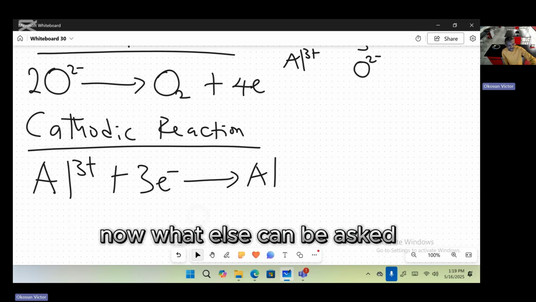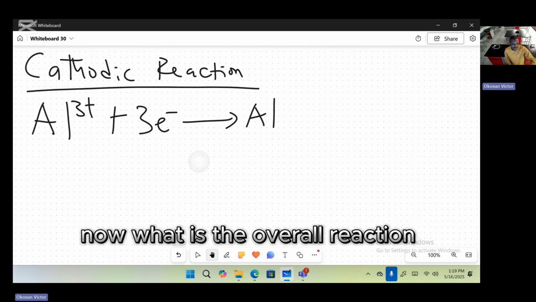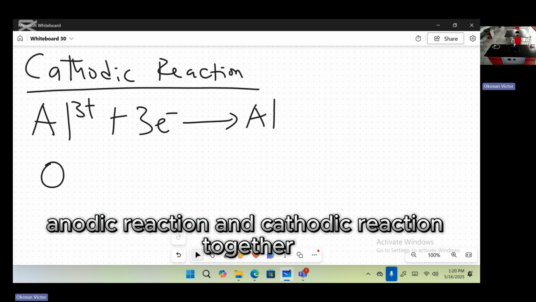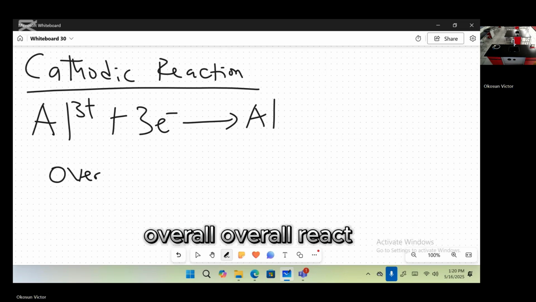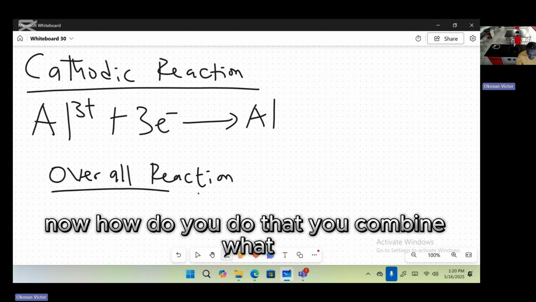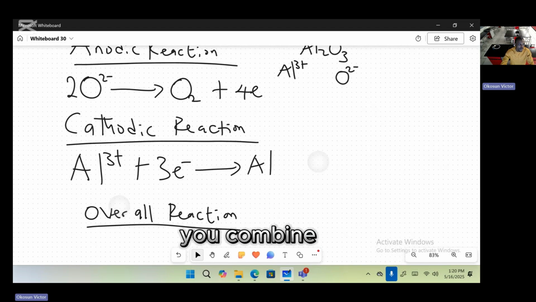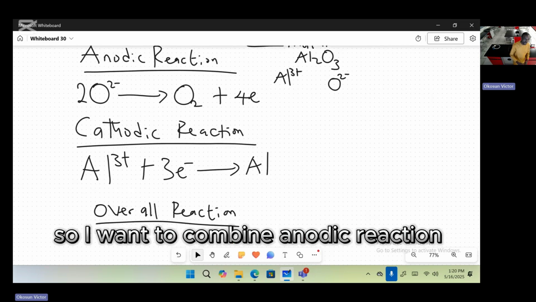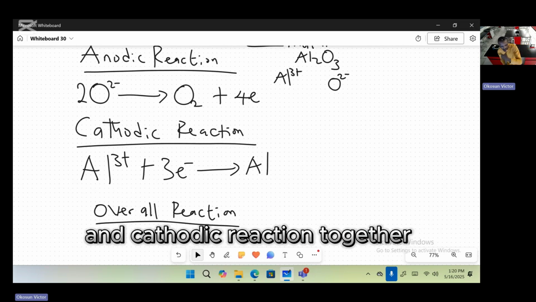Now, what else can be asked? They can ask you, what is the overall reaction? The overall reaction is a reaction whereby you combine the anodic reaction and the cathodic reaction together. Now, how do you do that? You combine the anodic reaction and the cathodic reaction together. So I want to combine the anodic reaction and the cathodic reaction together.